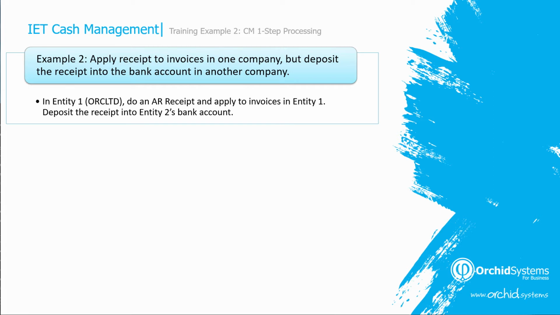And it works in the same way whether we apply a receipt to invoices and the deposit happens in a target database, or whether we apply a payment to invoices and the withdrawal happens in a target database. But we're going to use an AR receipt in this example. In Entity 1, Orc Limited, we're going to do an AR receipt and apply it to invoices in the same entity. But the deposit is going to happen in Entity 2's bank account.